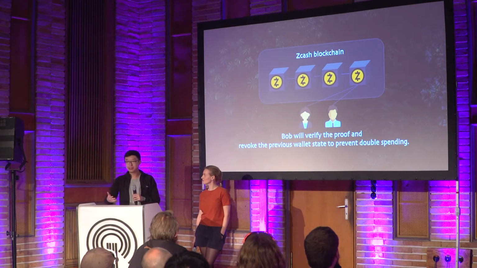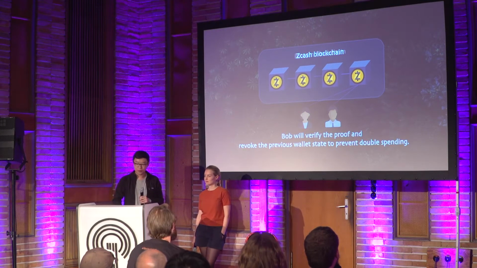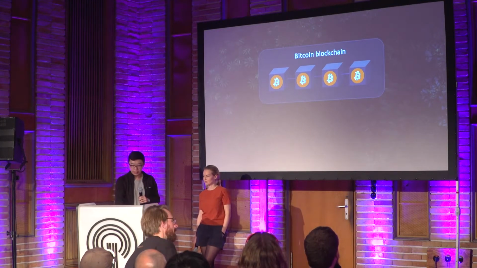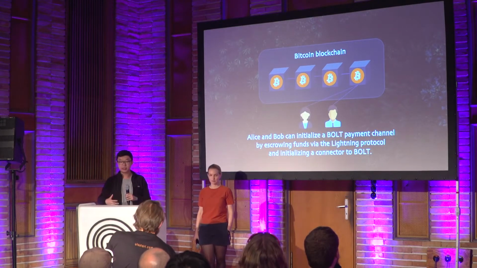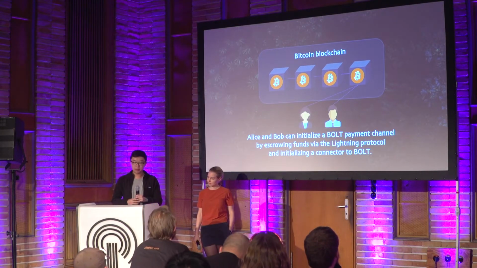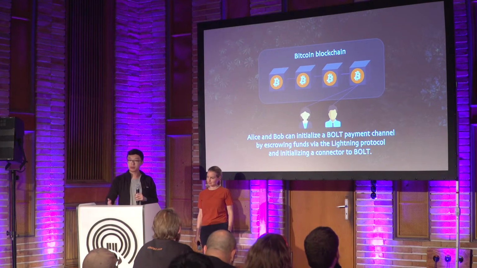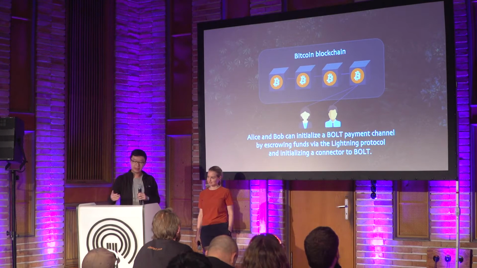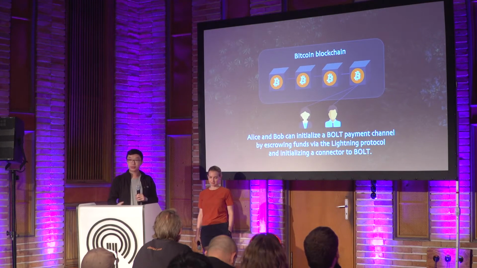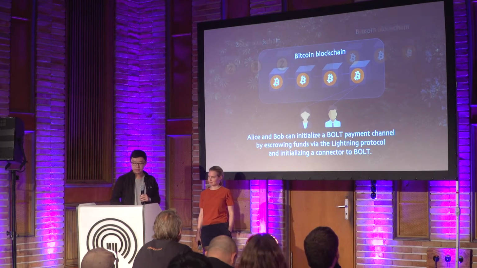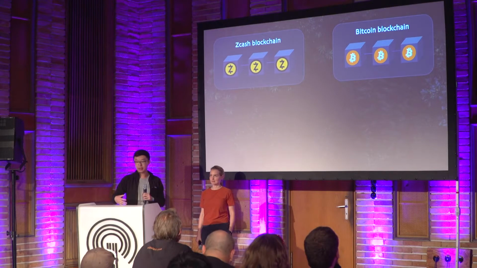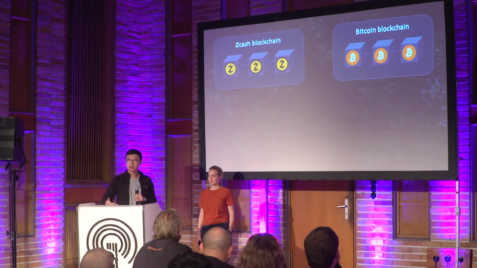Now, this isn't just limited to Zcash, and we established that this type of stuff is blockchain agnostic. And so, for example, you could also do this on Bitcoin. And again, let's say Alice and Bob want to initialize a Bolt payment channel. They would start by escrowing funds via the Lightning protocol and then initialize a connector to Bolt. Now, with a payment channel for Bitcoin and a payment channel for Zcash, this starts to open a lot of doors. Namely, we have a generalized state channel construction here that allows for different types of applications to exist.